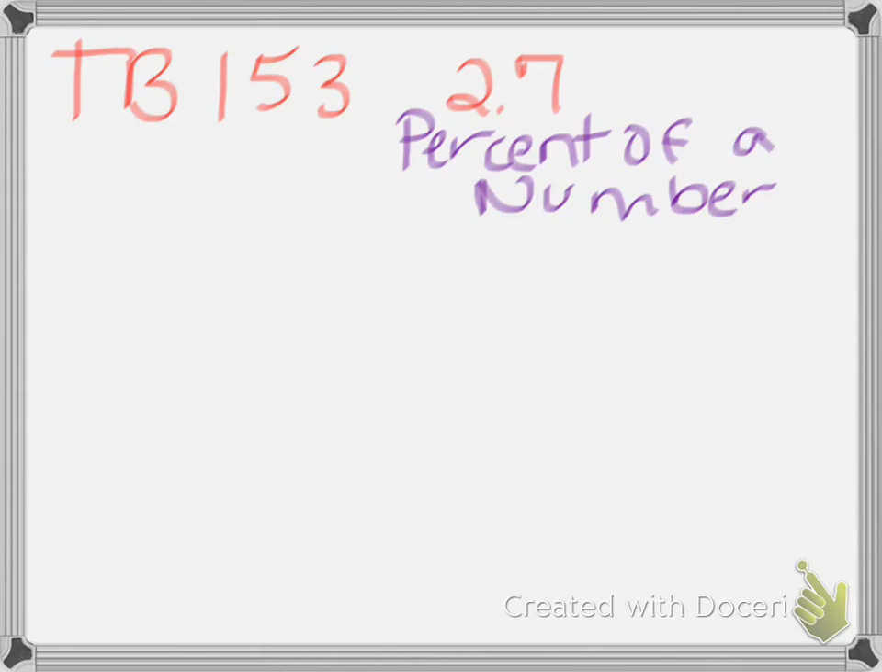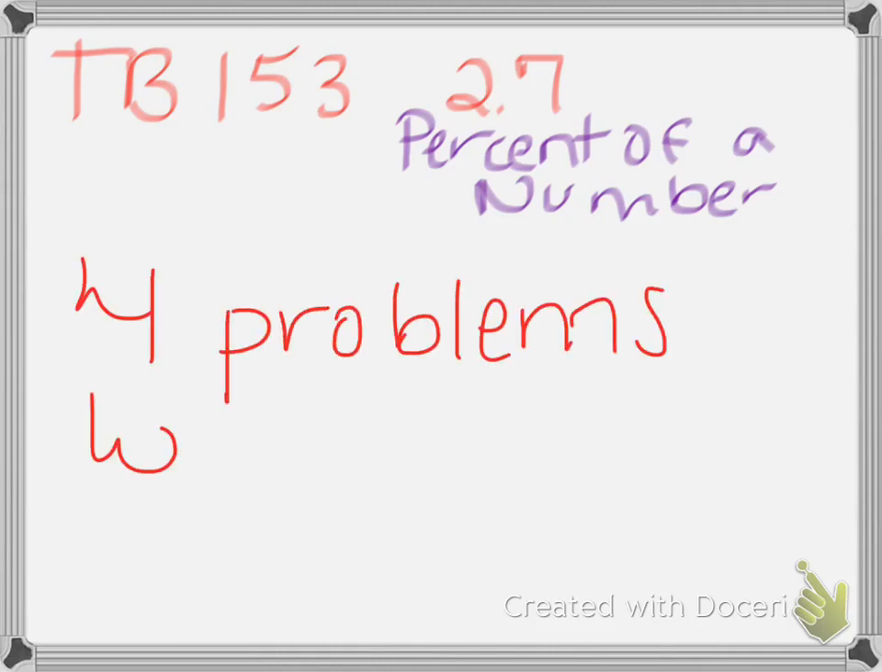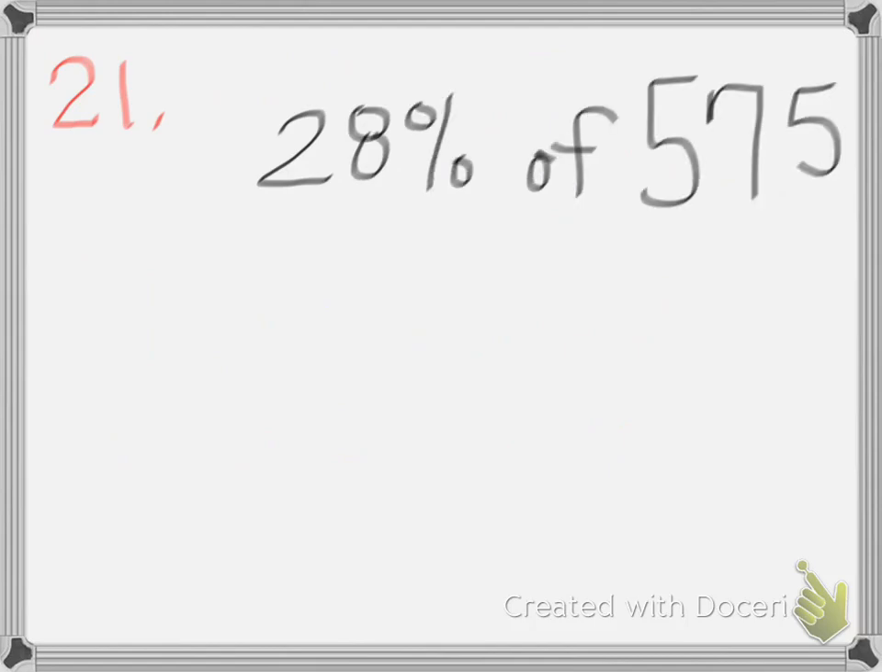It is on textbook page 153, and this is for section 2.7, which is finding the percent of a number. So these are the 4 problems worked out that I promised you. Number 21 is the first problem that I chose, and that problem is 28% of 575. I'm going to work this problem out both ways, so method 1 and method 2.